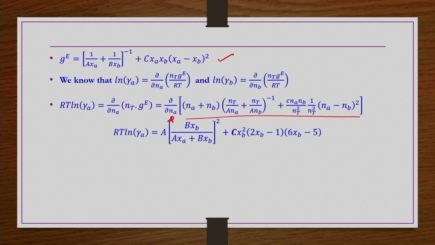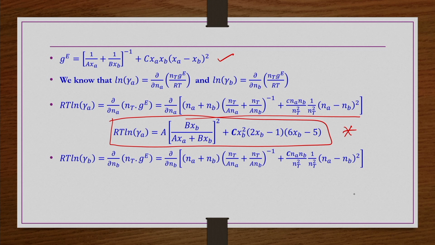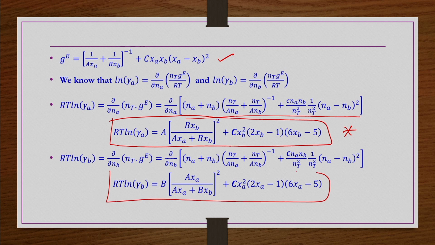So, when you differentiate and then simplify, we get this equation. I am not doing it because we have already done many of these. So, you can take it up and try to do it yourself. Similarly, RT ln gamma B is equal to dou by dou NB of (NT GE). If you do that, then you will get RT ln gamma B as this one.